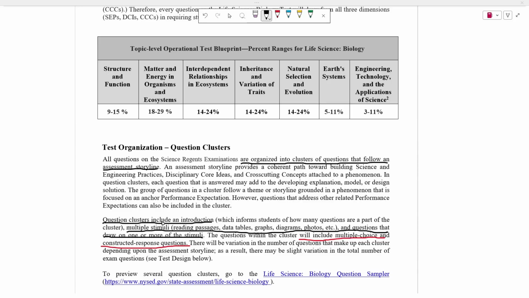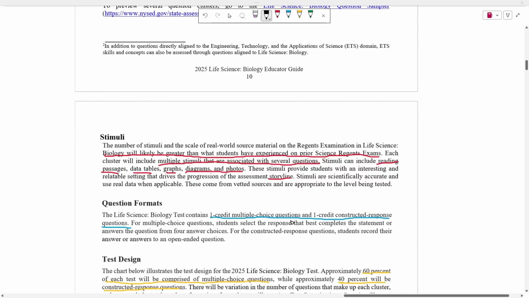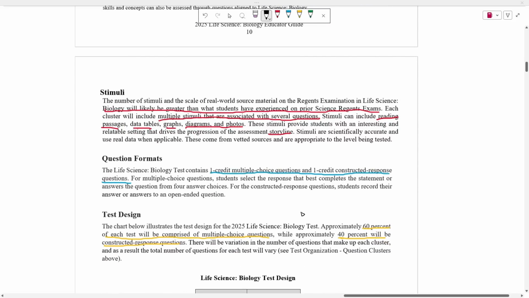Okay? Question clusters include an introduction, which informs students of how many questions are a part of the cluster, multiple stimuli including reading passages, data tables, graphs, diagrams, photos, and questions that draw on one or more of these stimuli. The questions within the cluster will include multiple choice and short response questions. Okay? And finally, everything is going to be 1 point.